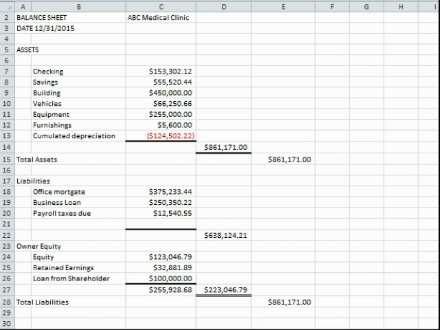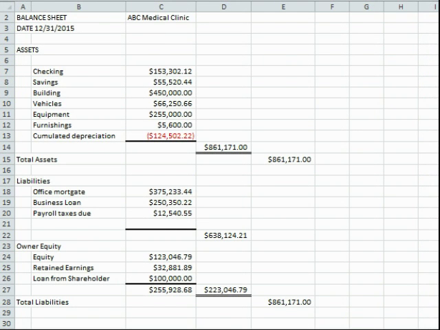These numbers reflect directly back to the trial balance which you have already seen. Accumulated depreciation simply means that as things are depreciated, rather than changing the value of the building, for example, each month, the accumulated depreciation gradually increases till it matches the original cost, at which time the building would be worth nothing. The assets are summed, which is $861,171, and we have the total assets.